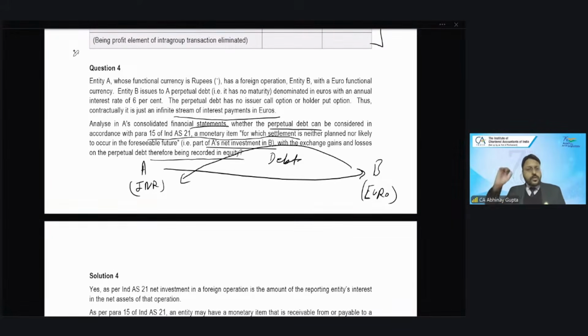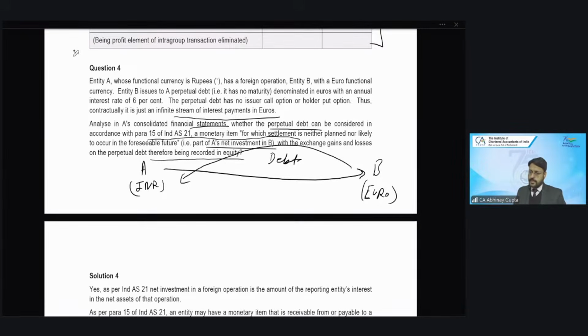Okay. So, net investment in a foreign operation is the amount of the reporting entity's interest in the net assets of that operation, correct? Net investment means the company who has invested in another company has an interest in the net assets of that company. Yes, sir. And because one company is investing for a long term into the other company, the return of this investment is neither planned nor likely to occur in the foreseeable future. That's why it is called the net investment, a long term net investment by one company into another company.